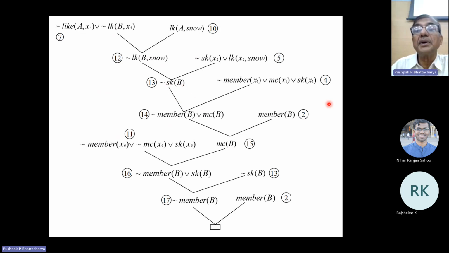Now this is resolved with all club members are either a mountain climber or a skier. From there, we have been able to prove that if B is a member, then B must be a mountain climber. So this way, we keep on generating new clauses which get added to the knowledge base. Okay, so this is what is meant by saying that resolution refutation is monotonic. Whatever you prove gets added to the knowledge base and participates in further inferencing.